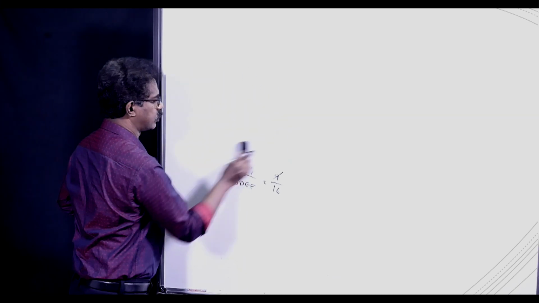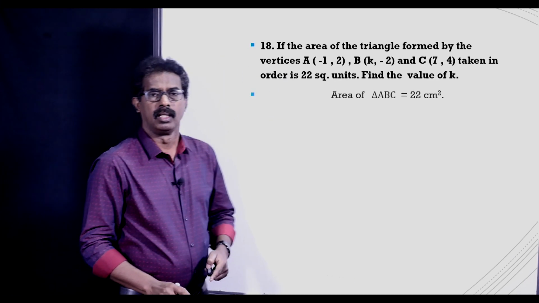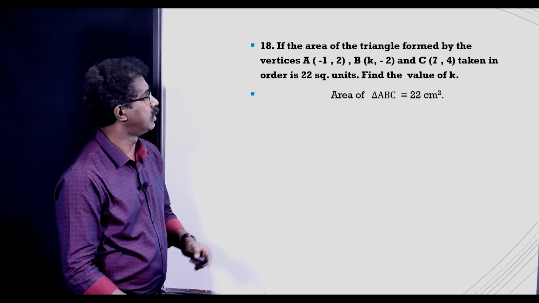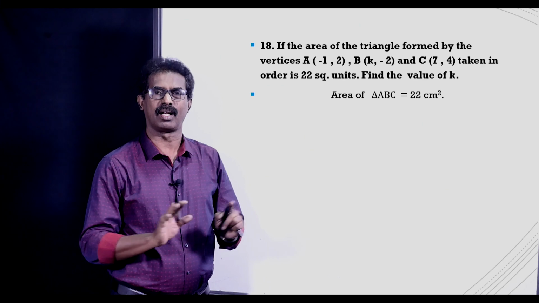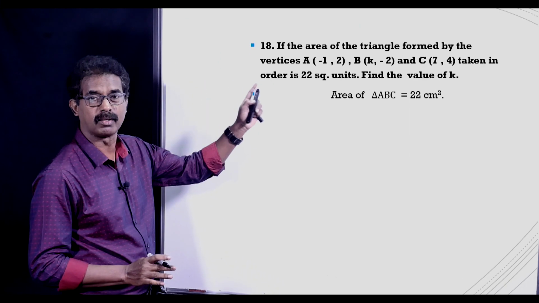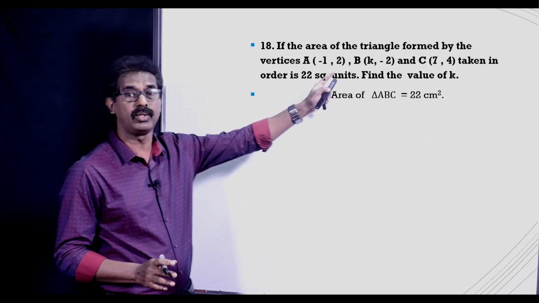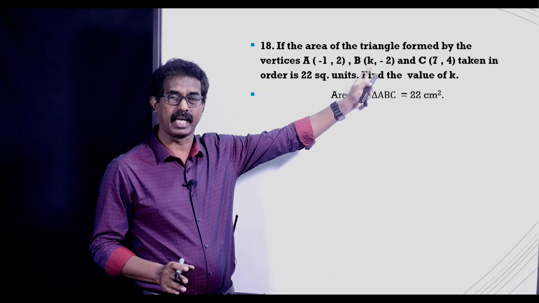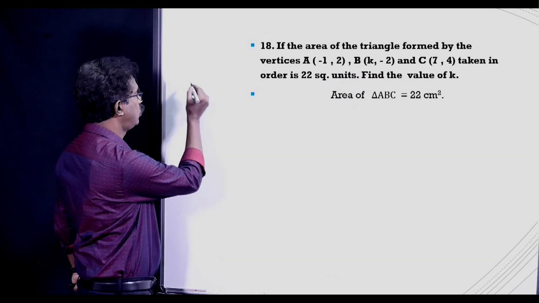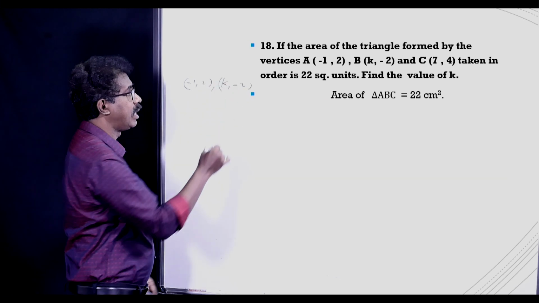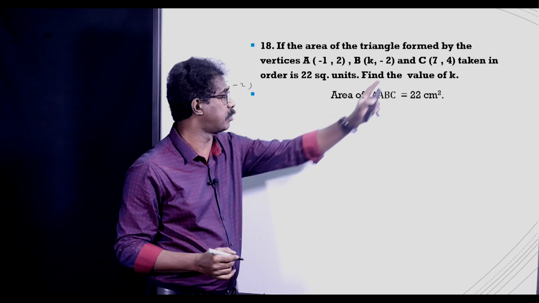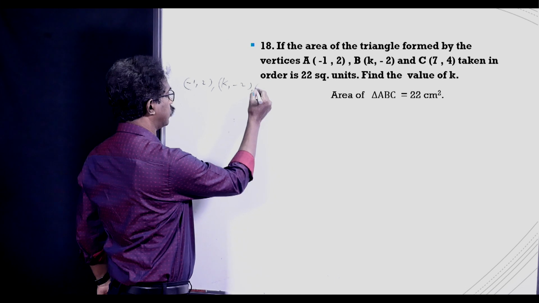Now we go for the next question. Sum number 18. Listen. Area of a triangle, by seeing that you are very happy, right? Area of a triangle, all of you know how to do that, right? Area of a triangle formed by 3 vertices. One value is unknown. Minus 1, 2, K comma minus 2, and one more point, 7 comma 4.